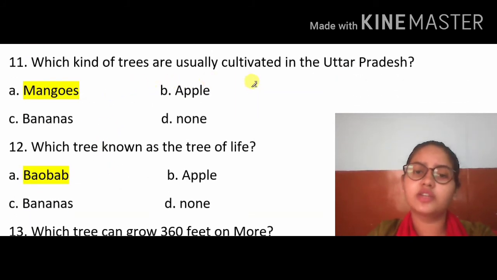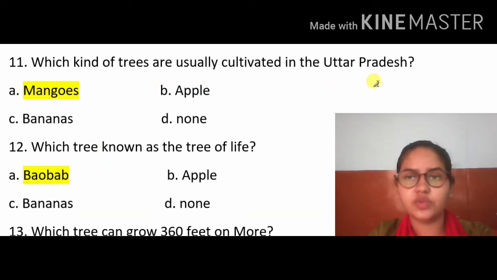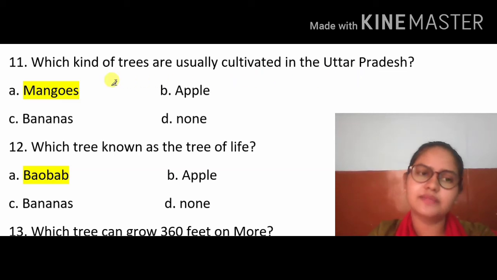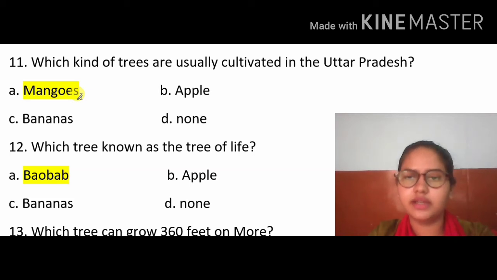Which kind of trees are usually cultivated in Uttar Pradesh? That is mangoes. Okay, mango trees are usually cultivated in Uttar Pradesh, Bihar and West Bengal. Okay, these three states usually cultivate mangoes.